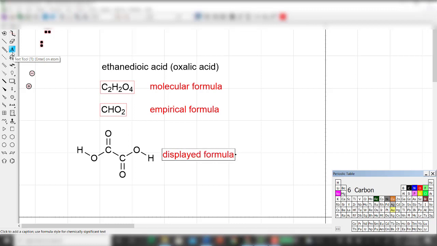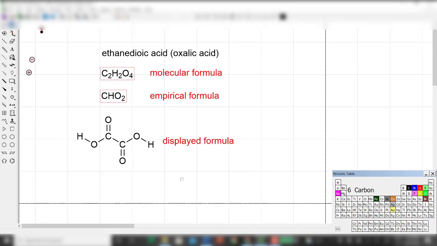You notice that for the displayed formula, all the bonds are shown, which means all the different types of connectivities are clearly indicated. So there's no ambiguity. If it's a double bond, it's a double bond. If it's a single bond, it's a single bond. So there's no ambiguity here.